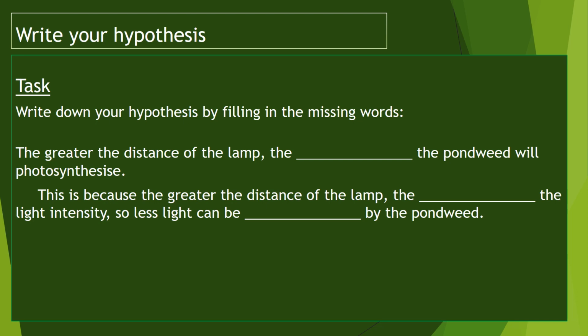So again, we need to make sure that we're including our "and" statements, linking the distance from the lamp to the rate of photosynthesis. Take a minute to finish the hypothesis on the screen, filling in the blanks.